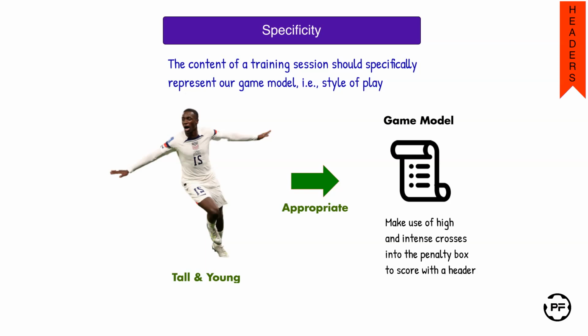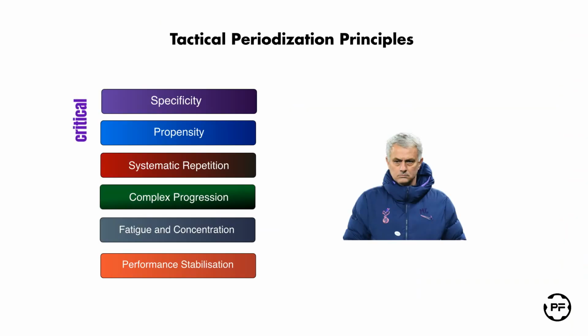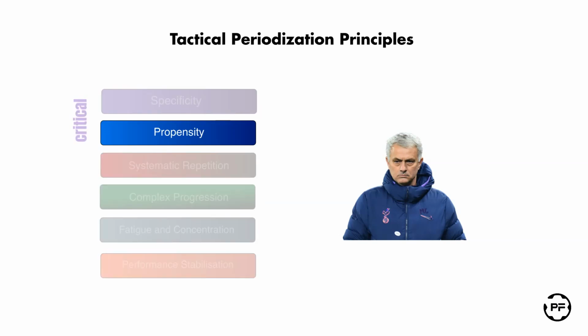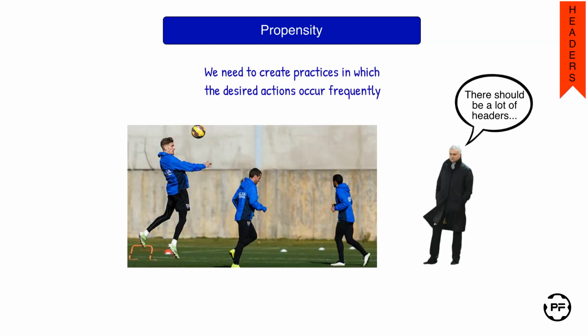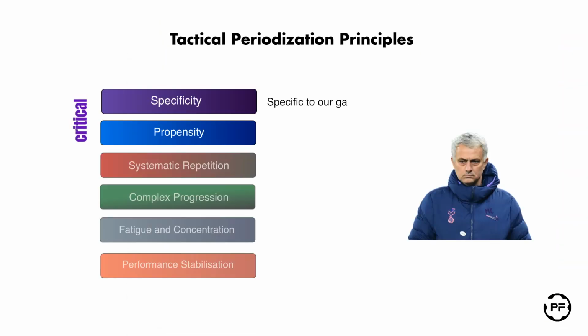Your training session should also comply with the second most important principle, which is the principle of propensity. This principle states that we need to create practices in which desired actions occur frequently during the training session. So, if you want to teach a heading skill, there obviously should be a lot of headers in your training session. To summarize, it is important that you design a training session that is specific to a game model and that specific actions occur frequently.